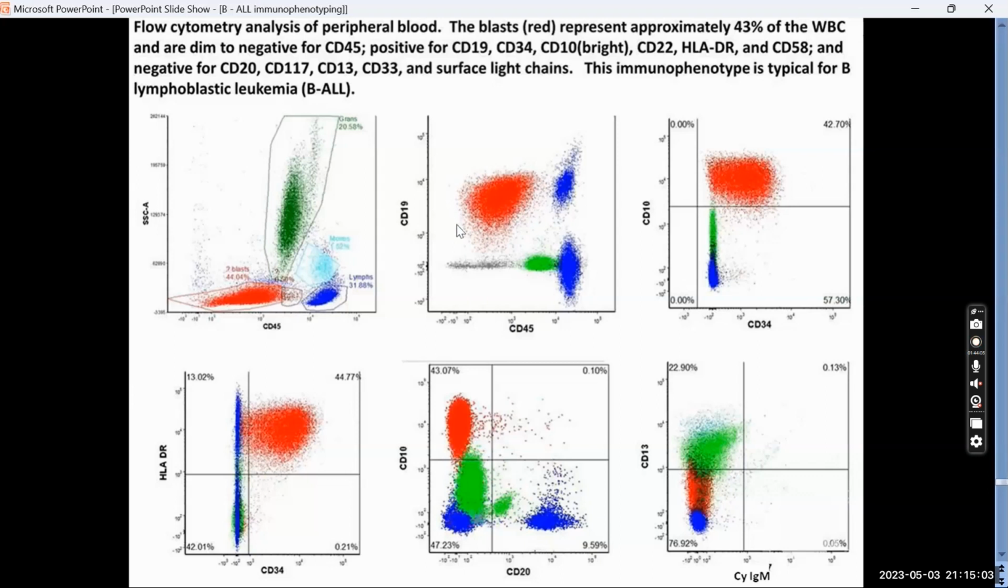you find this blast, the precursor or abnormal population, is CD19 positive, more likely in a dim to moderate fashion. It is CD10 positive, moderate. HLA-DR is positive. It is negative for CD20. It is negative for cytoplasmic IgM, so cytoplasmic IgM is not expressed. So it's not pre-B ALL. Now CD10 is positive, so it's not pro-B ALL. So it's most likely a CALLA positive B-ALL.